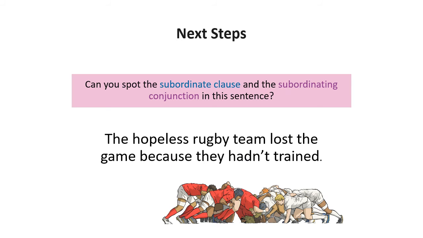Right, the hopeless rugby team lost the game because they hadn't trained. Let's look. The hopeless rugby team lost the game. That makes sense on its own. Because they hadn't trained. So therefore, the subordinating clause there is because they hadn't trained. Subordinating conjunctions are always at the beginning of the subordinating clause. So we have got because they hadn't trained.